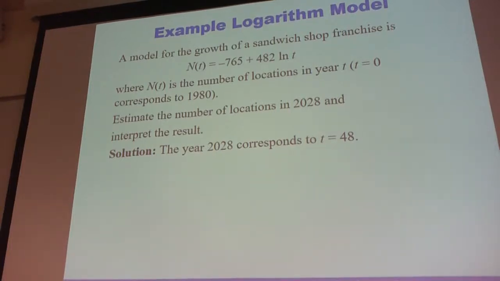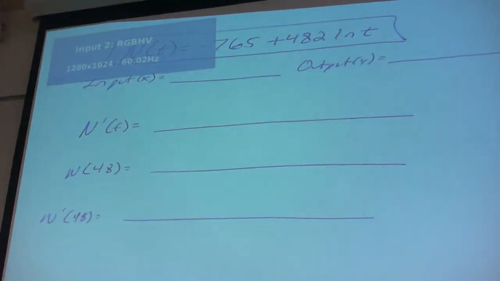All right, let's look at this. The problem says the model for the growth of a sandwich shop franchise is N of T equals negative 765 plus 42 ln of T, where N of T is the number of locations in year T, and 0 is 1980. Estimate the number of locations in 2028, which is 48. So T is 48. Now, here's the problem. We're trying to just calculate our way out of it. That doesn't work. You have to understand the problem.